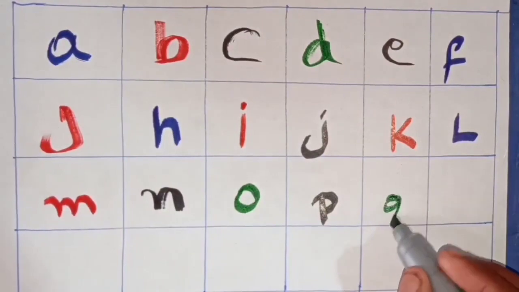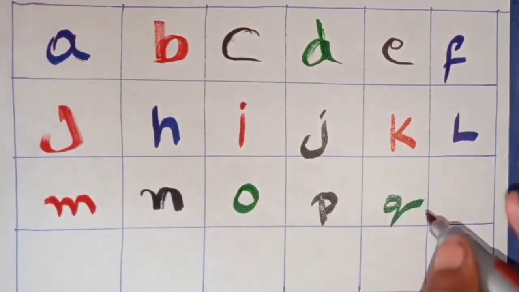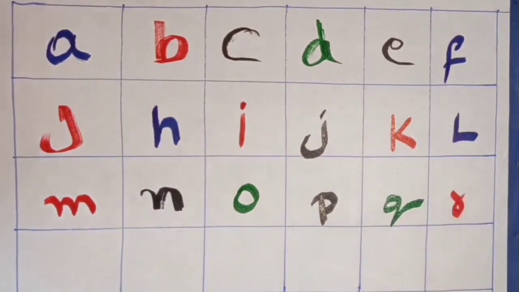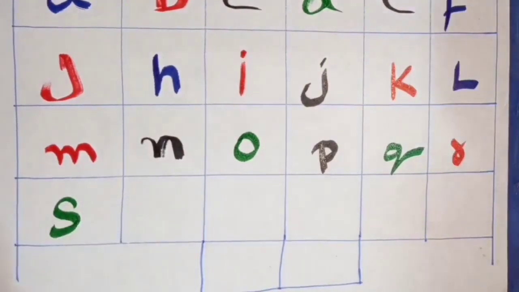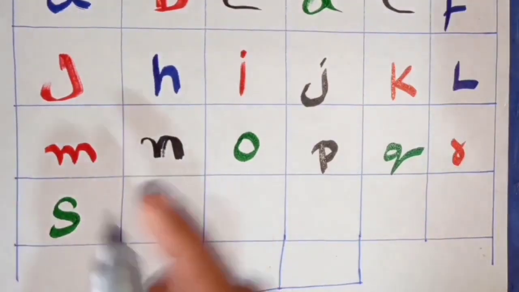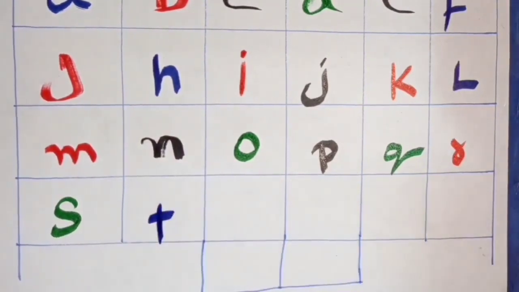Green color Q for queen. Red color R for rabbit. Green color S for sheep. Blue color T for train.